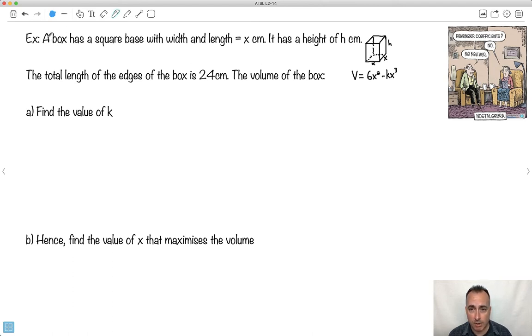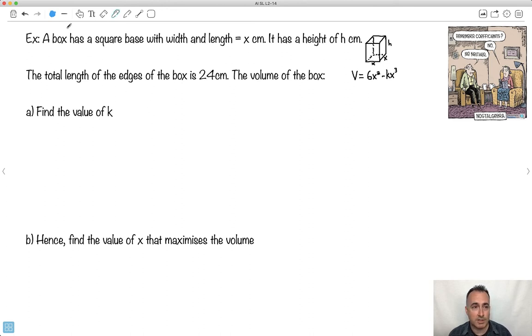So let's look at a real situation here. So we're trying to model this with a cubic. So a box has a square base with length and width equal to x. So notice there's a little box here, x and x. It has a height of h. So the total length of the edges is 24, which is kind of weird. And we have the volume of the box written like this. We're supposed to find the value of k. What?